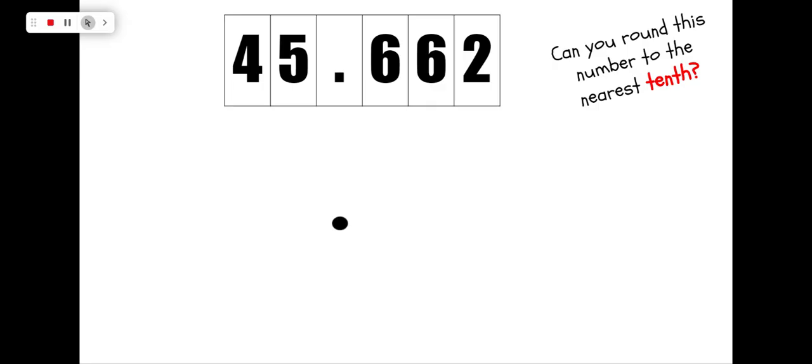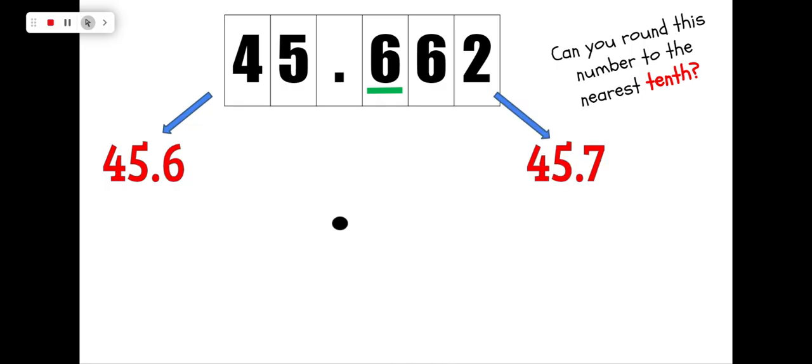Let's try it again. 45 and 662 thousandths. Okay, we're going to round this number to the nearest tenths. So we underline the place that we're trying to round to. We see that 45 and 662 thousandths is between 45 and 6 tenths and 45 and 7 tenths. So in this case, we're going to look to the place to the right, which is the hundredths place, and this 6 hundredths, okay, if it's 5 or more, we're going to raise the score. So this 6 in the tenths place is now going to become a 7.